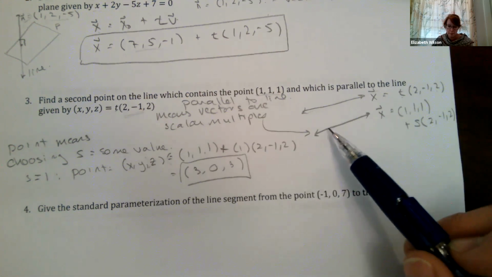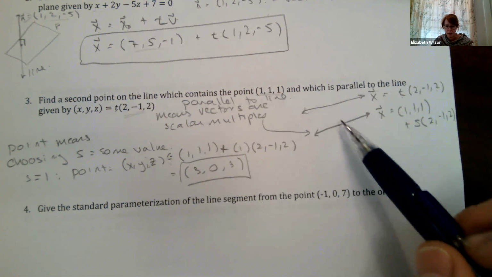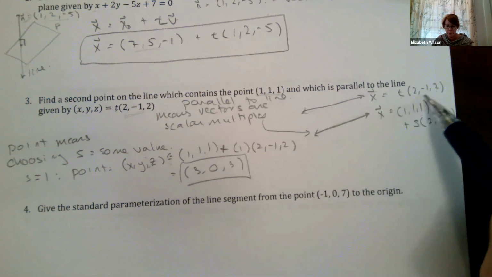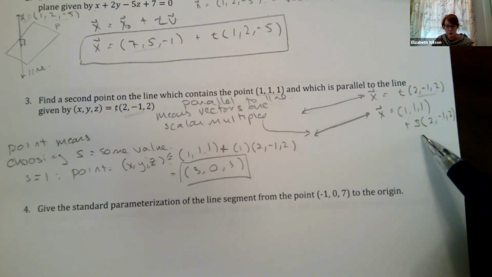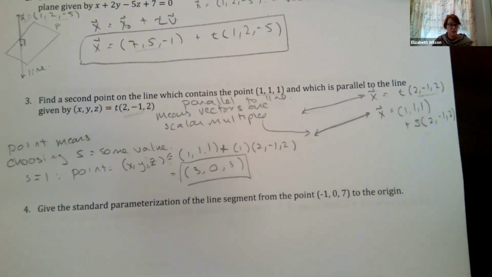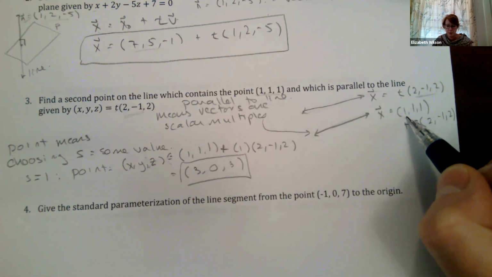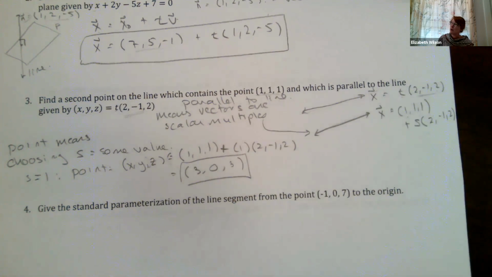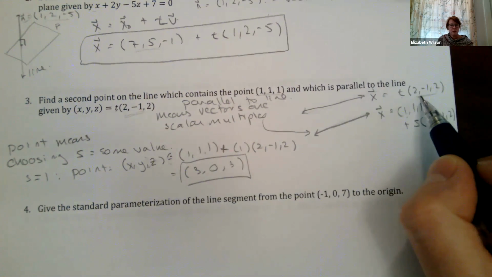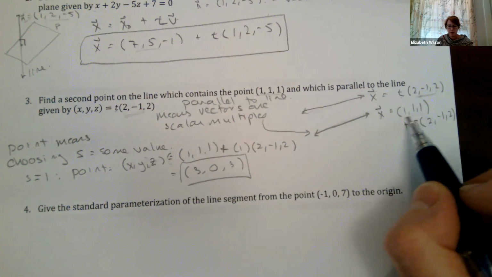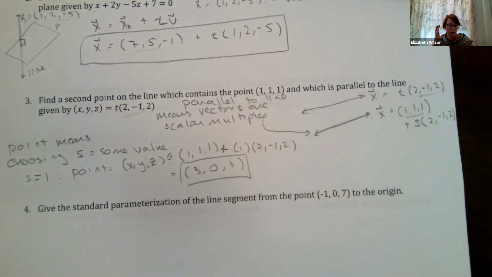Now I'm told that my other line is parallel to that one. If they're parallel, it means that the vectors on those lines are parallel to each other. They're just scalar multiples. This other line right here contains the point (1, 1, 1). This is kind of like y equals mx plus b. This one, the y-intercept is 0, this y-intercept is (1, 1, 1). You can kind of think about it that way, right?